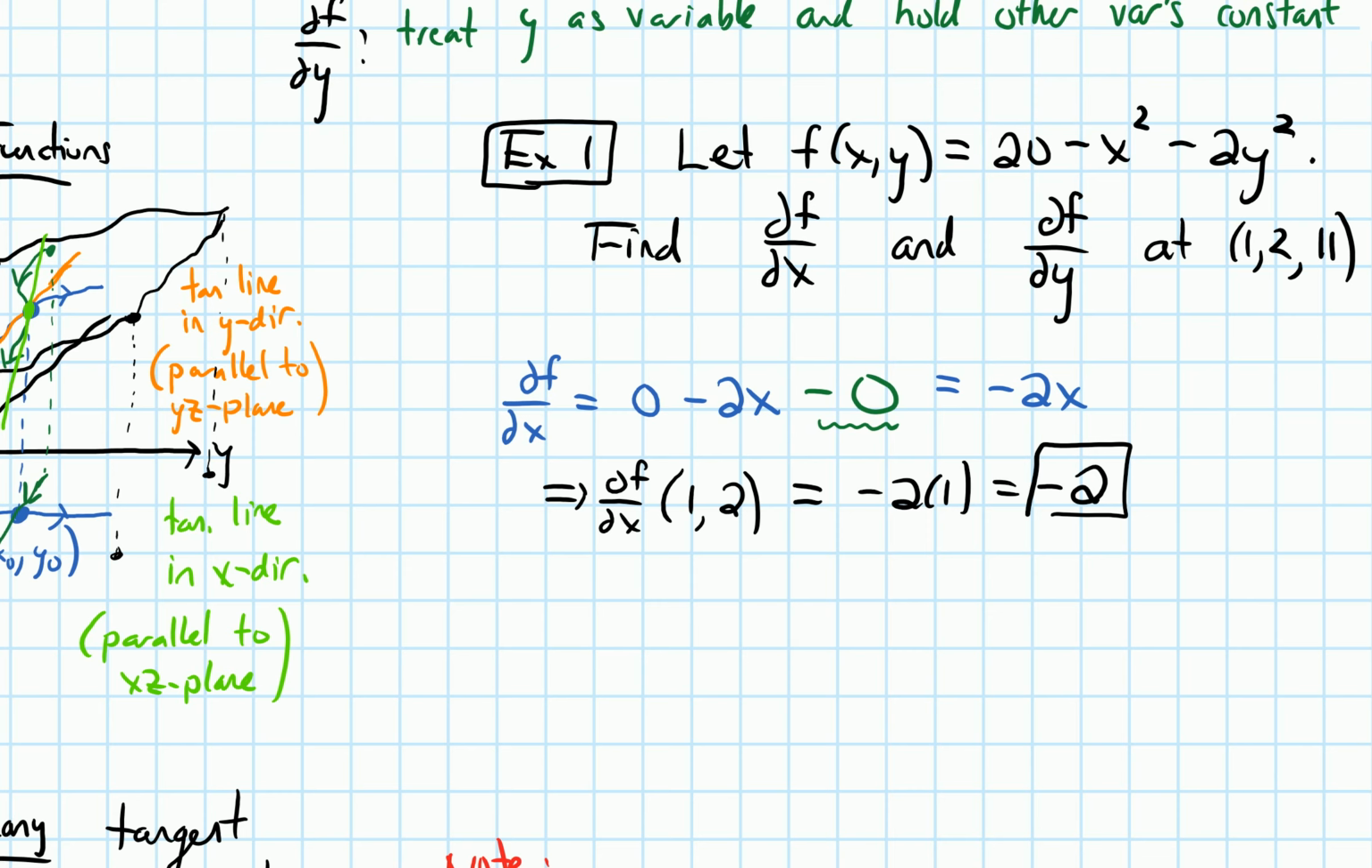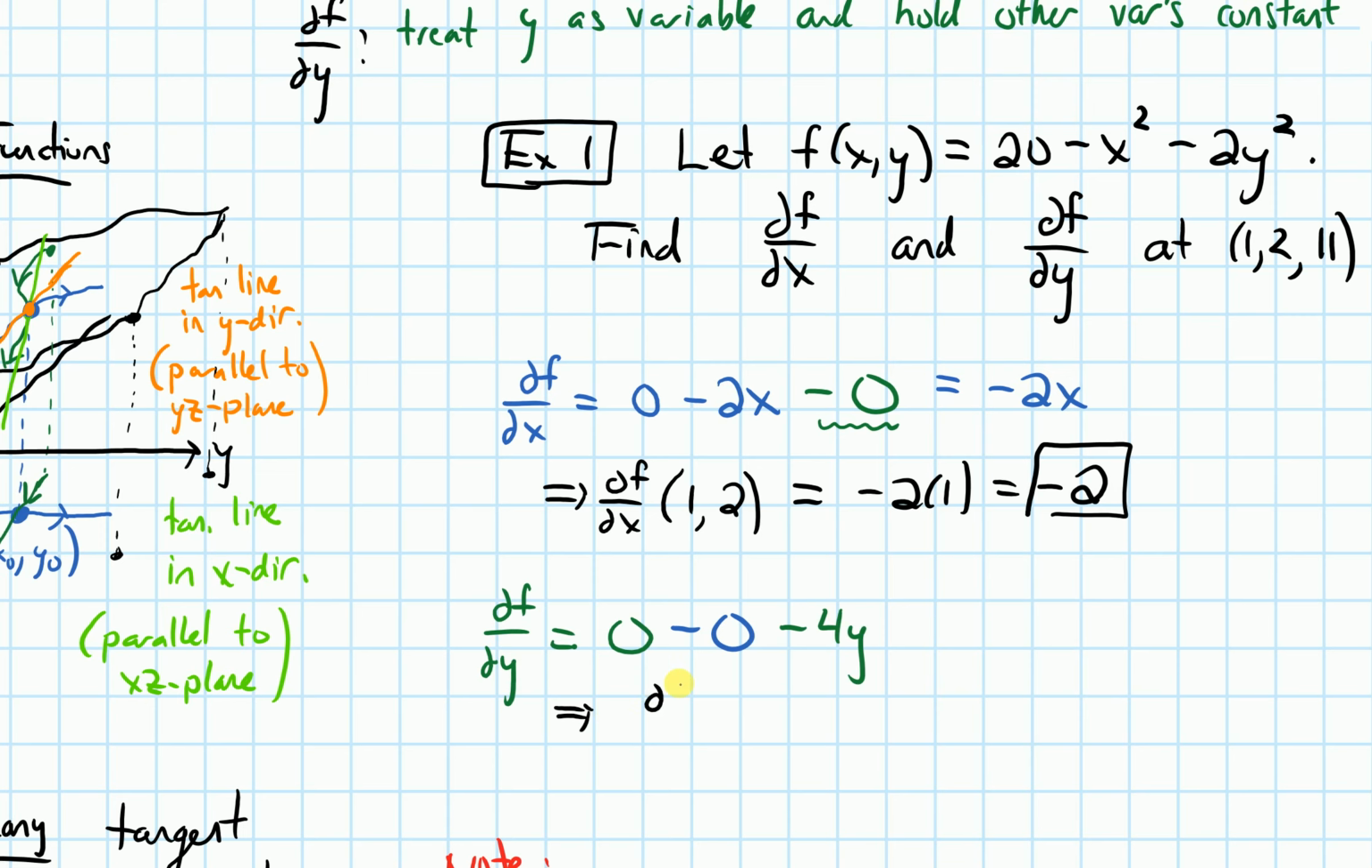All right, so next let's do the partial of f with respect to y. If we do it with respect to y, the 20 still gets treated as a constant, so the derivative of that is 0. Now I'm treating y as the variable and x as a constant. That means minus x squared is a constant, so its derivative should be 0. So minus 0, and then when I take the derivative of minus 2y squared, now I am treating y as a variable, so I get minus 4y. Awesome.